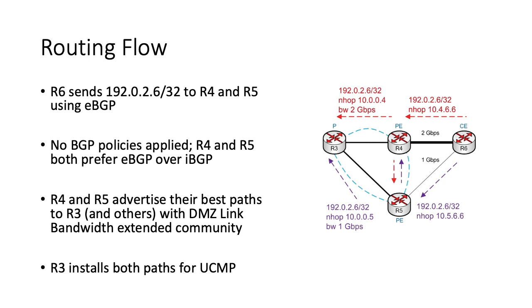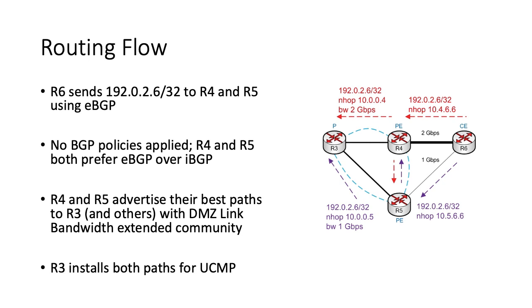R4 and R5 prefer these eBGP paths just like last time, but when they advertise them to their iBGP peers, they add a new community. BGP communities are like route tags that can signal arbitrary information, and in this case, the extended community of DMZ Link Bandwidth is applied. This allows each BGP route to carry the inter-AS link bandwidth in band.